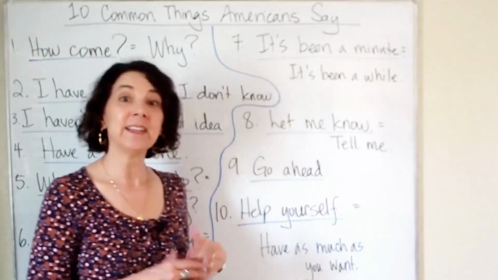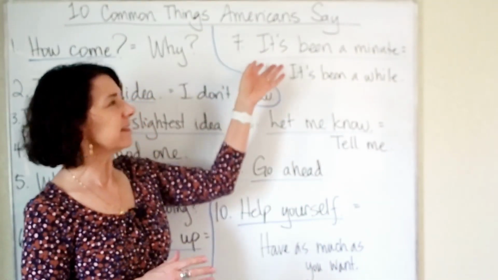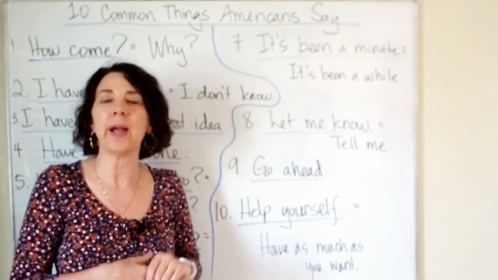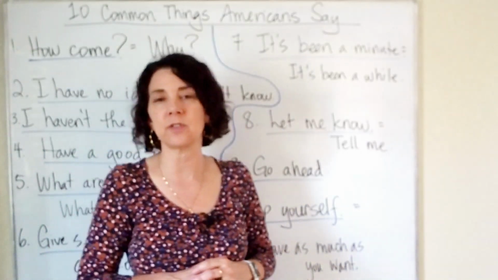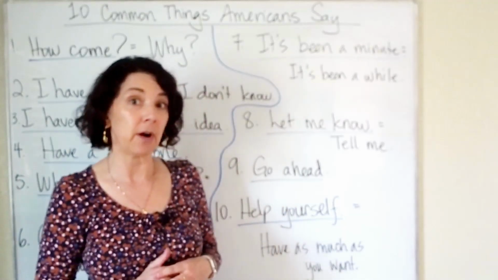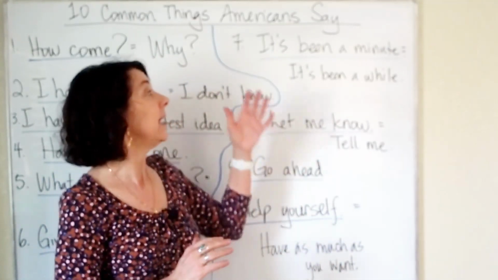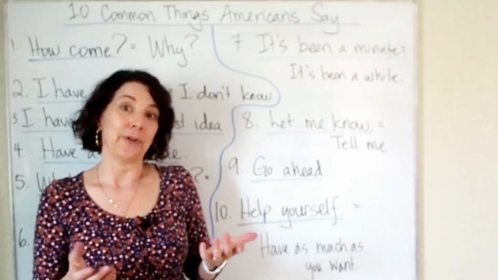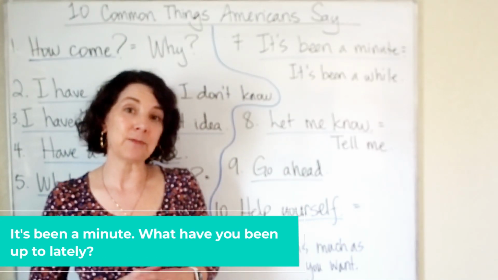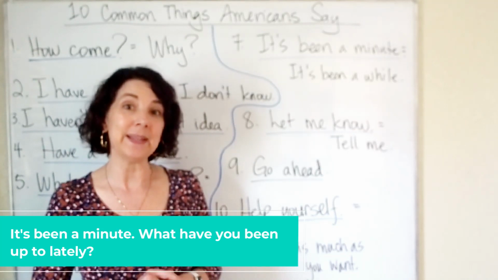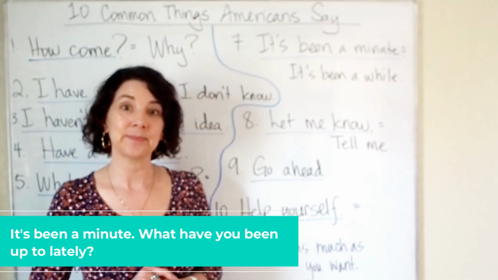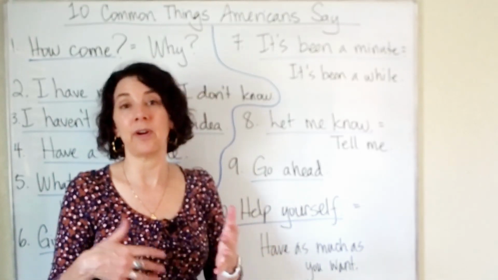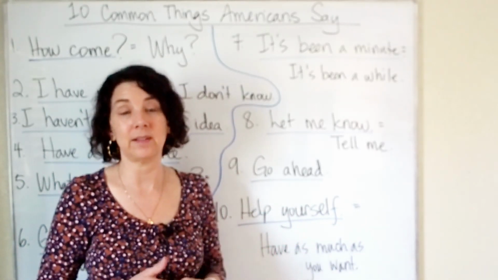Okay, number 7, it's been a minute. So this is kind of a slangy expression. It's fairly new and younger people are usually the ones who use it, but you can hear it pretty often, especially nowadays. It's been a minute means it's been a while. So if we see someone that we haven't seen for a while, we might say, it's been a minute. What have you been up to lately? Just means it's been a while. I haven't seen you, or I haven't done something for a while.